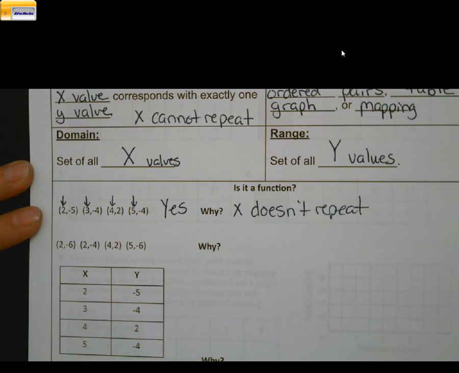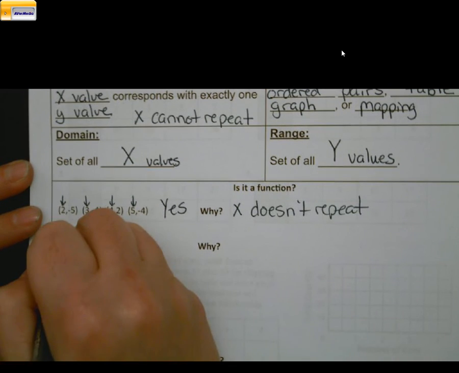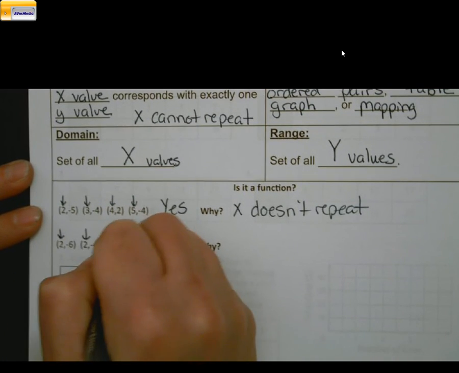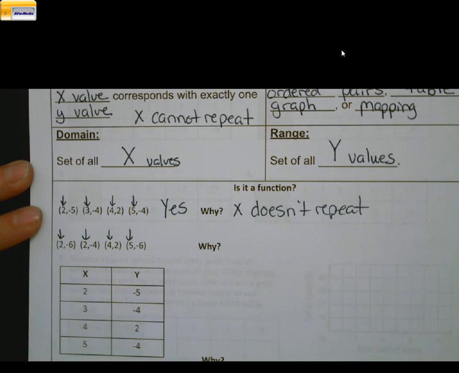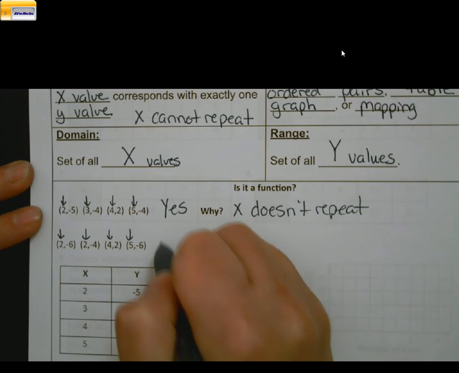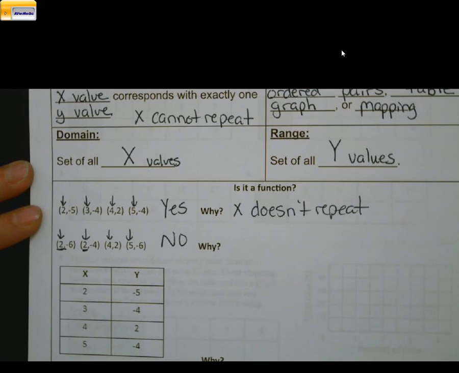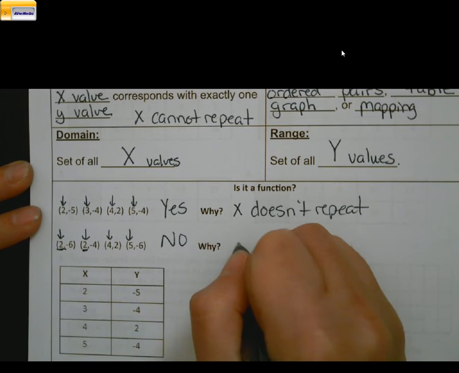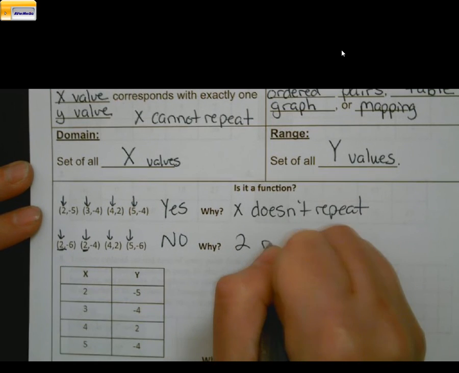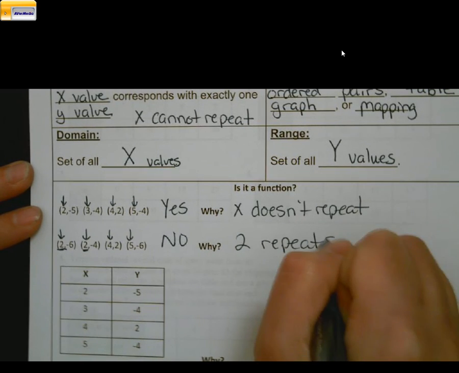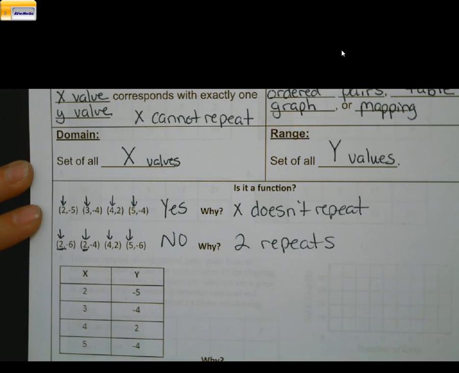Let's look at our next example of ordered pairs. I'm going to look at all of my x values. See, I've got 2, another 2, 4, and 5. So is this a function? No, because these two x values repeat. Why? Because 2 repeats, which is an x value.